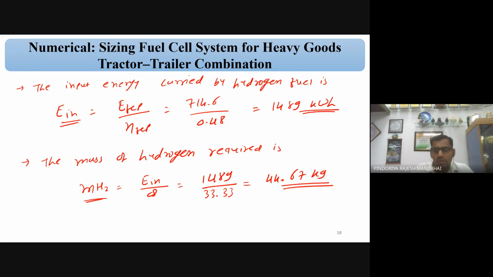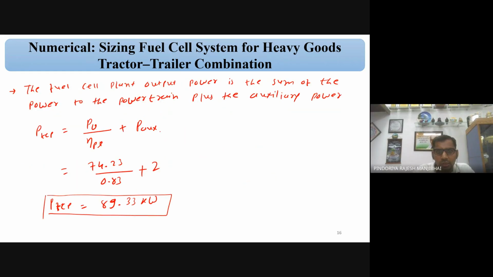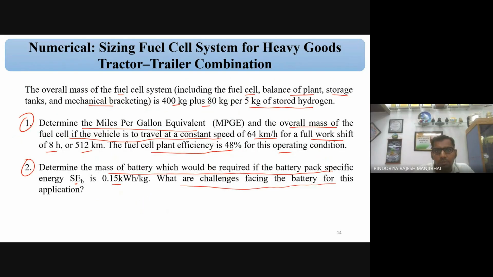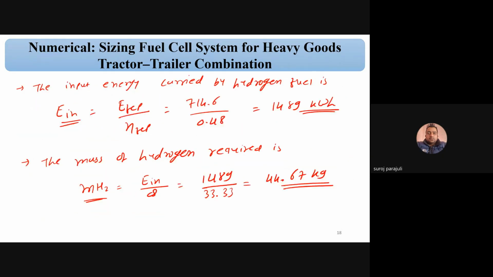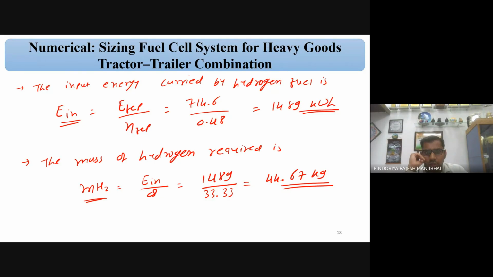Now, last one, for the first question, we have to finally define the MPGE, mile per gallon equivalent. Is the unit correct, sir, or will mass rate be represented, sir? Here it is asking the mass of the hydrogen. So the mass is in kilogram.